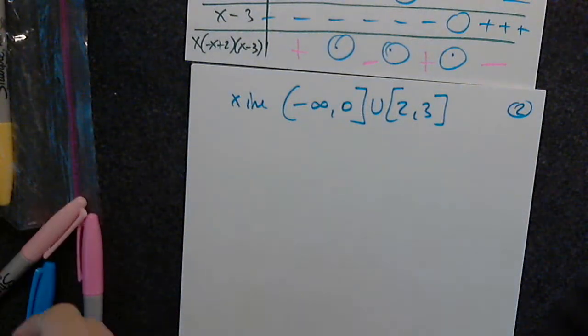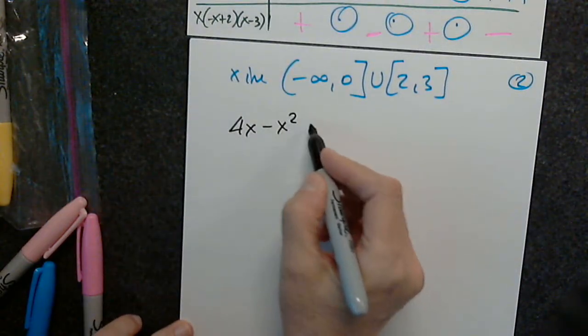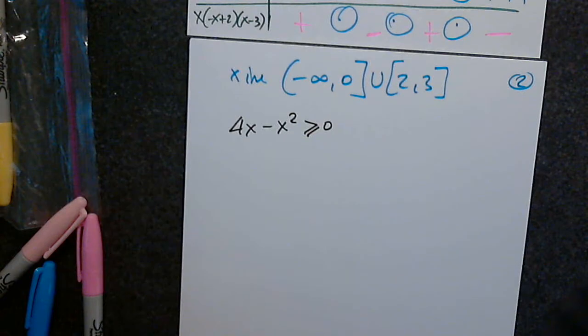That was the first example. Let's take a look at the second one. 4x minus x squared greater than or equal to 0. And what type of inequality is this? And you said polynomial. Specifically quadratic, right? Because the degree is 2.